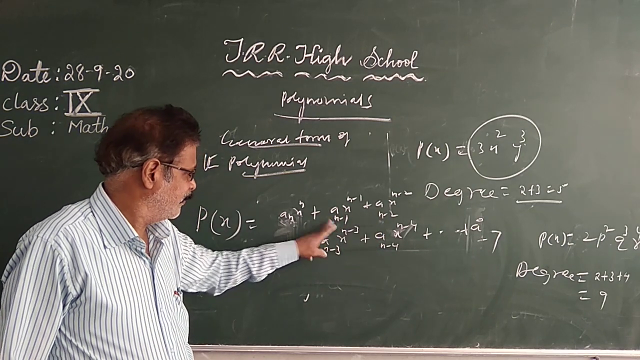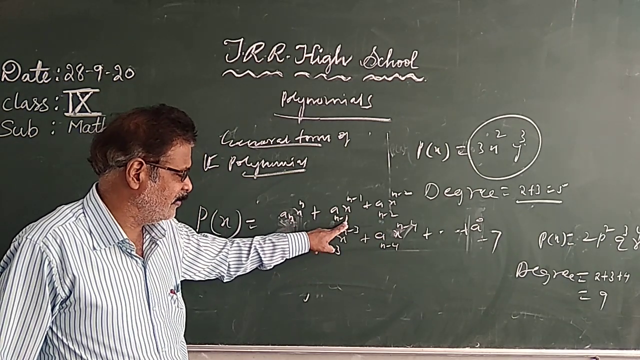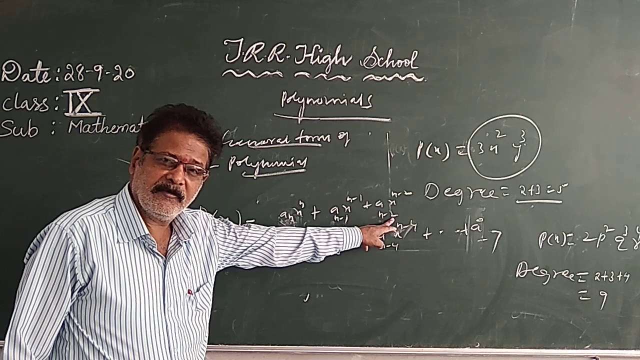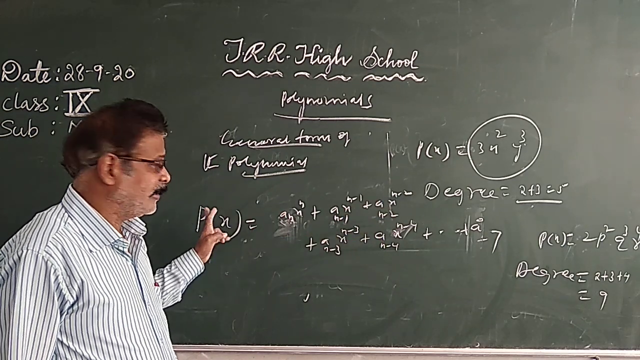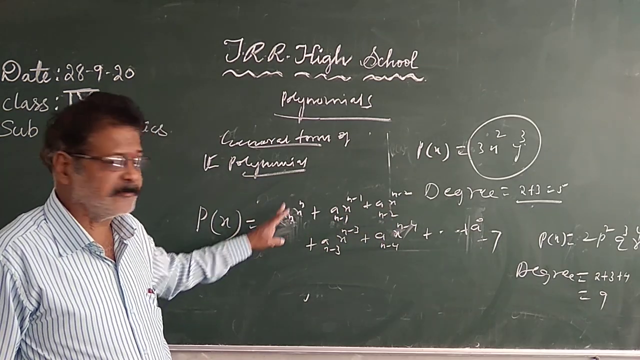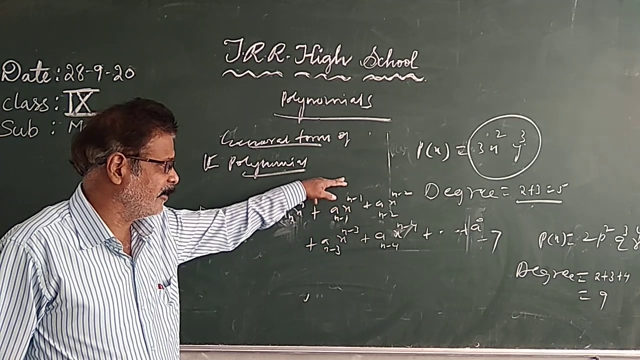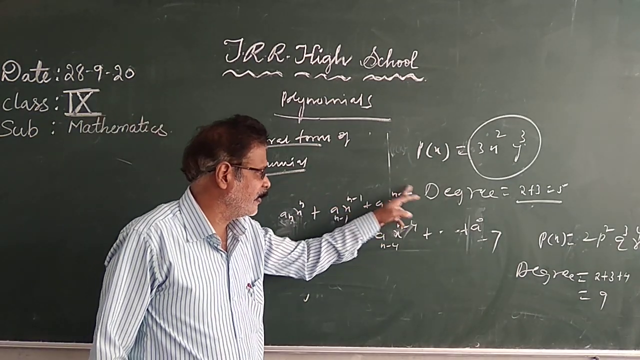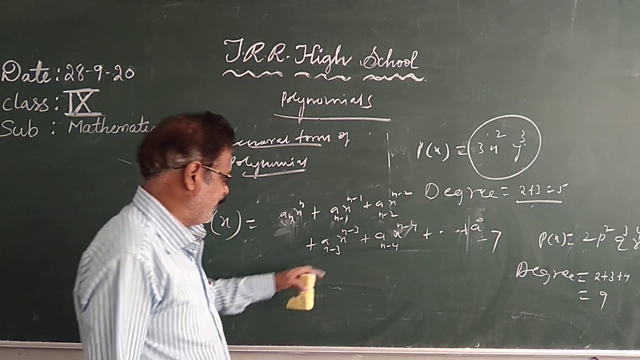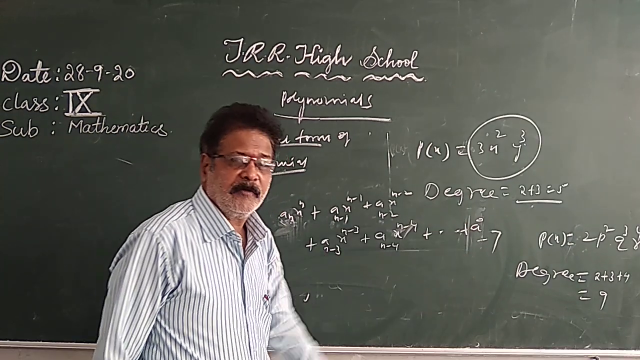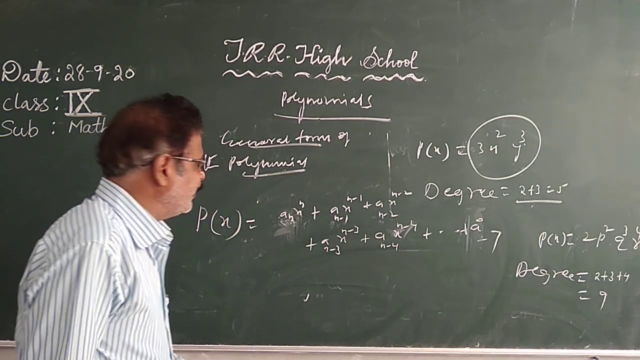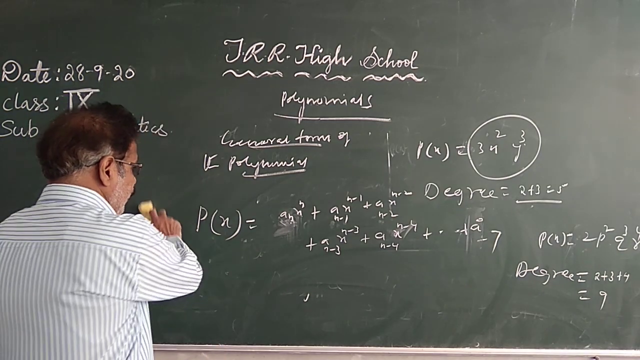6 will come here. 7, n is equal to 7. 7 minus 1, 6. 7 minus 2, 5. Like that. So here the general form of the polynomial is a_n x to the power n plus a_(n-1) x to the power n minus 1 plus a_(n-2) x to the power n minus 2, and so on, plus a_0. This is the general form of the polynomial.